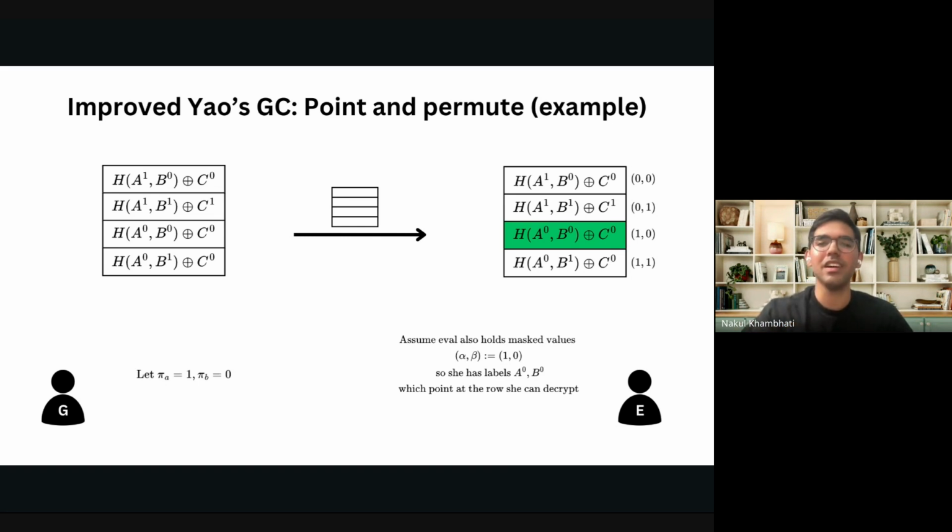And I'll acknowledge this is something that can take time to digest. You need to probably work out an example by yourself to be convinced that this works for all the rows. But for the purpose of this talk, just understand that the gobbler picks permutation bits, and these are used to randomize the truth table in a way that the evaluator can directly point at which row to look at. And importantly, the evaluator never learns the permutation bits picked or the underlying wire values for the labels that it holds, just the XOR of the two.